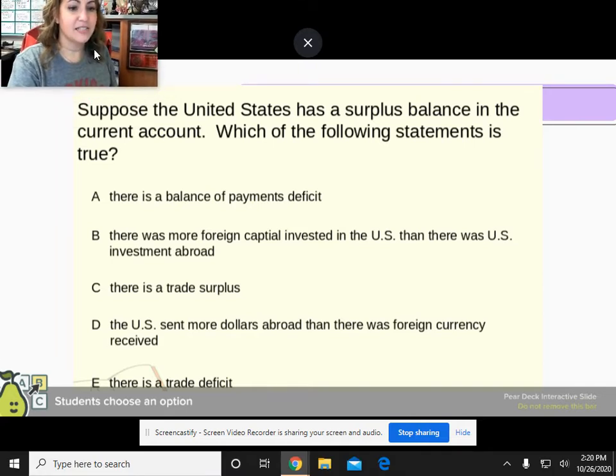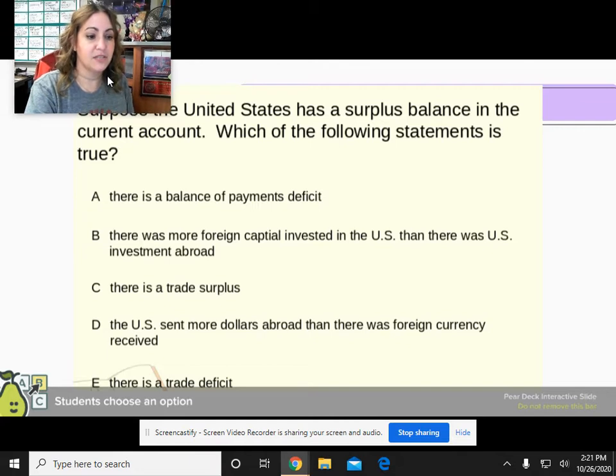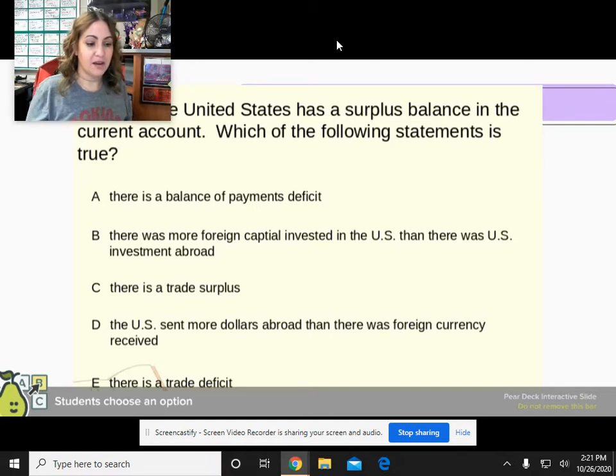It says, suppose the United States has a surplus balance in the current account. Which of the following statements is true? I'll give you some time to pause if you'd like, and then we'll go over it.